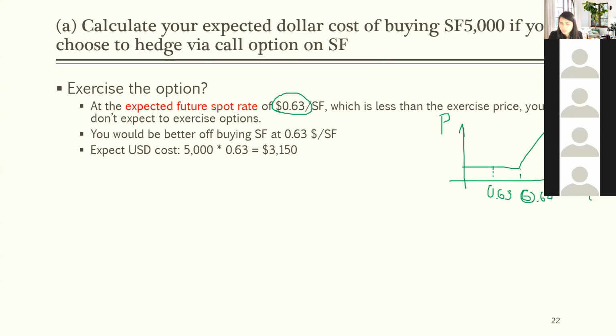0.64 is here, okay? So you will only exercise the option when it makes profit, which is on the right-hand side of E. So here you don't exercise the option, which means that you're going to be buying the franc from the market at 0.63. So in this case, the expected USD cost of this option hedge is going to be the same as the expected cost of the forward hedge, right? Which is 3,150.